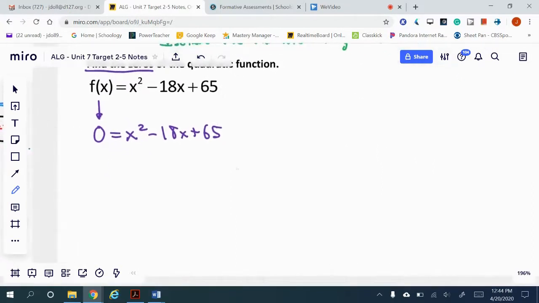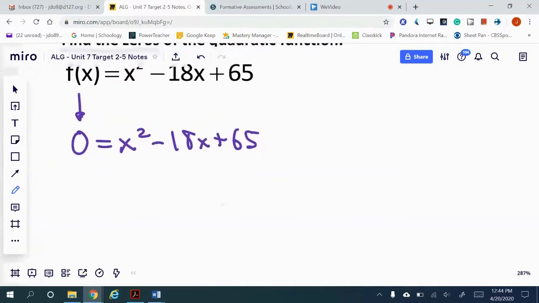All right, once we've done this, we now need to look at this equation and ask ourselves, do we have an equation that we can use the zero product property on? Well, for the zero product property, we need 0 to be on one side of the equation. We've got that, and we need the other side to be fully factored. We do not have that. x squared minus 18x plus 65 is not factored. So the first thing we have to do is factor it.